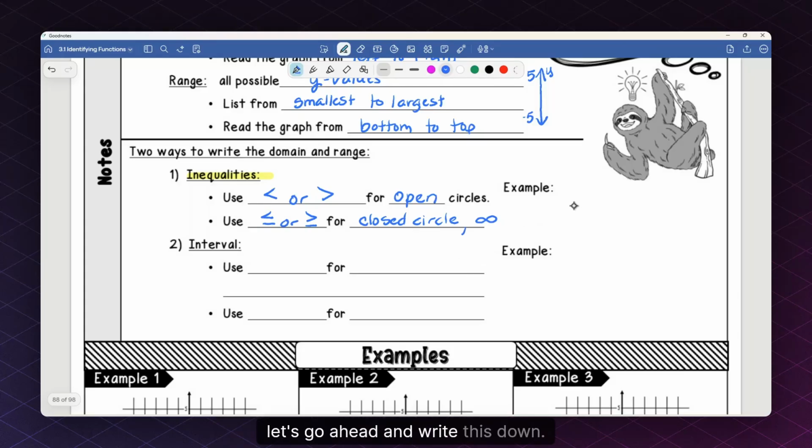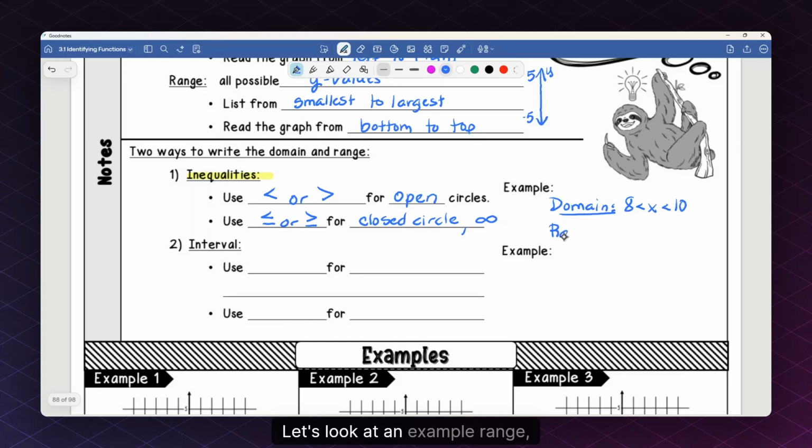Let's go ahead and write this down. Let's take an example domain written this way. Let's say that I have a domain that is falling between 8 and 10, so my x value is falling in between those. If it's two open circles, an open circle at 8 and an open circle at 10, I'm going to use that type of inequality with no equal bar in it.